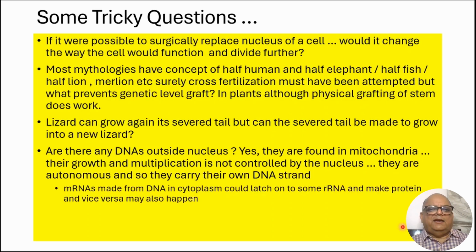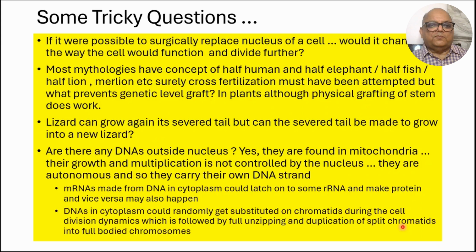And mRNAs made from DNA in the cytoplasm may be reaching out to some rRNA in the proximity, and they could be making some protein, and vice versa can also happen. Probably the reverse of translation can also happen, that from mRNA you can work back and get a DNA. From a protein you can work back and get a corresponding DNA planted. Yeah, probably it might be working both ways.